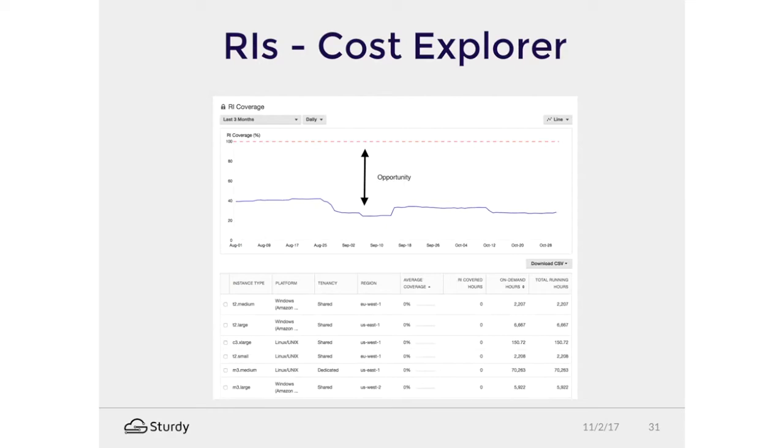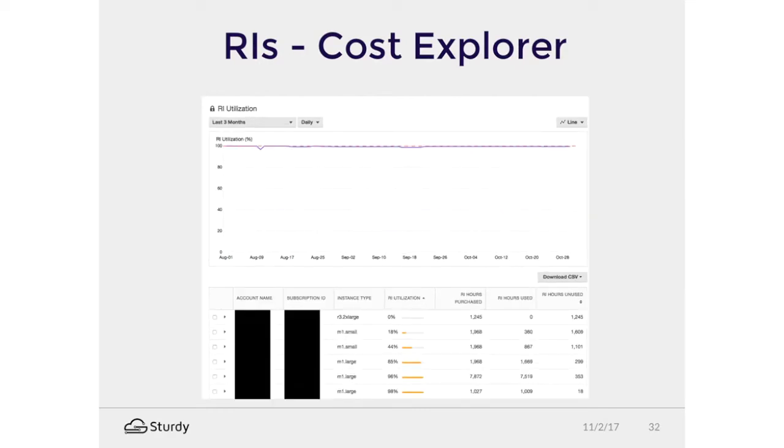If we have a steady state workload, we should work really hard to get the purple line as close to the red line as we can, because that's where every instance that's running is covered by a reservation, and we're going to see the biggest cost savings. So this is the report you use to start exploring what reservations you should buy. At the table at the bottom, you can see the specific reservations that you should probably create.